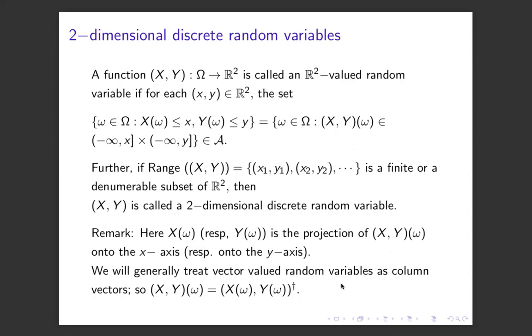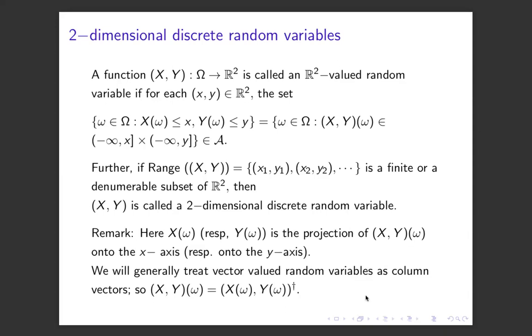A vector valued random variable. So this (X, Y) is a vector valued random variable. The vector will usually be considered as a column vector, though for typographical or writing convenience, we write (X(omega), Y(omega)) like that. It is to be understood as its transpose. That is, it is X(omega) and below that we write Y(omega).